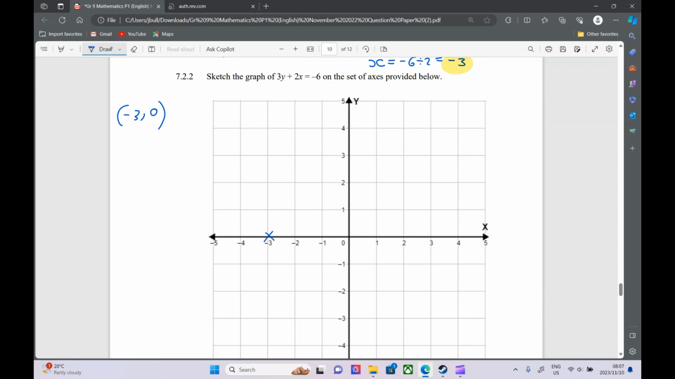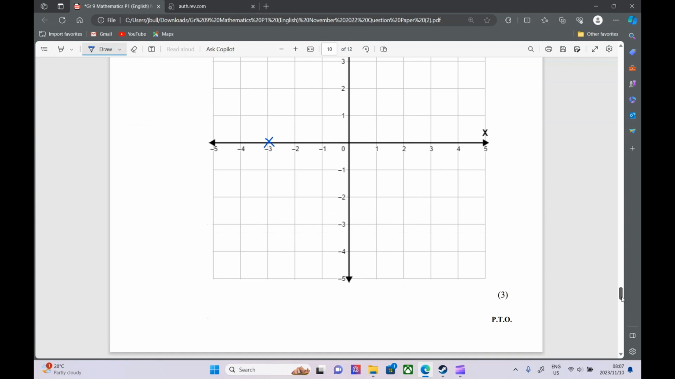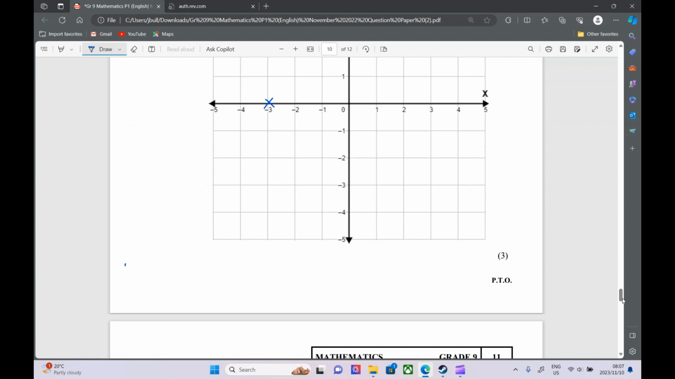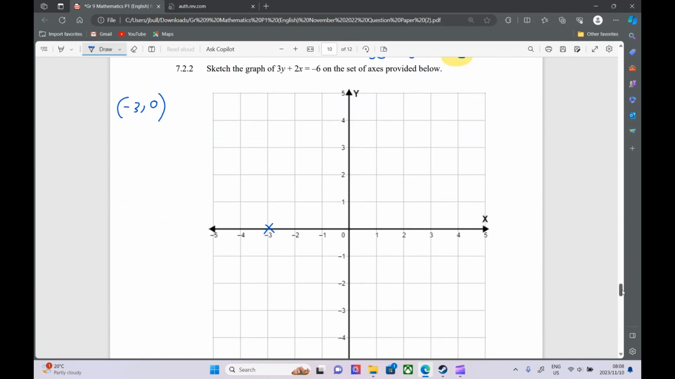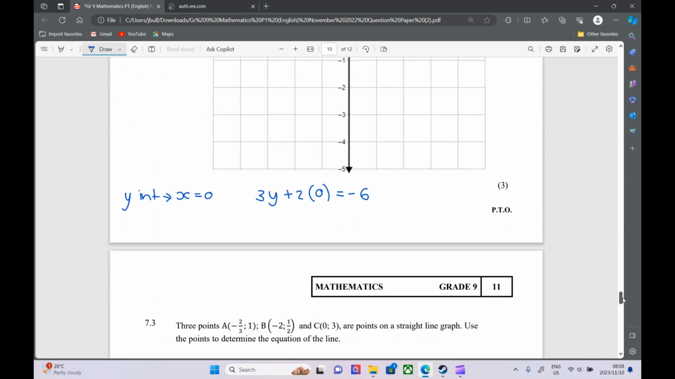What I would then work out is I would work out the y-intercept as well, because that's another easy one to work out. So the y-intercept is when x is 0. So in that equation, we are just going to put x to 0. So 3y plus 2 times 0 is equal to minus 6. I just want to check I'm using the right equation there. Yeah, okay. We're just going to work this out.